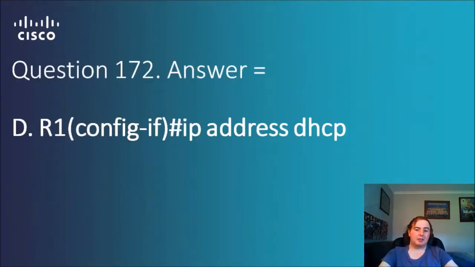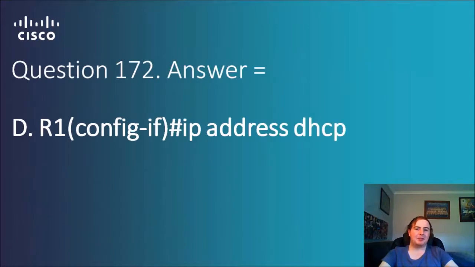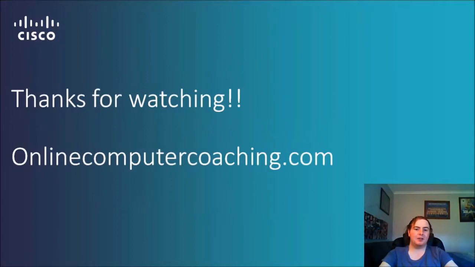It makes more sense, I suppose. What was C? IP DHCP address. It slightly makes more logical and English sense to have IP address DHCP, and that is the answer for 172.